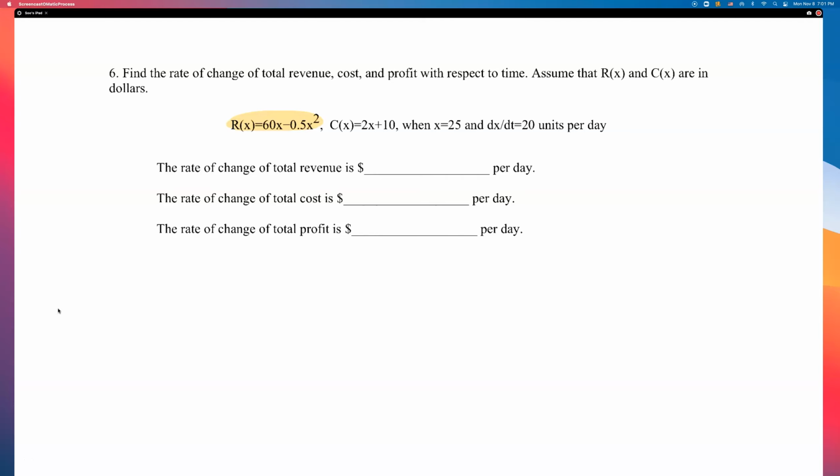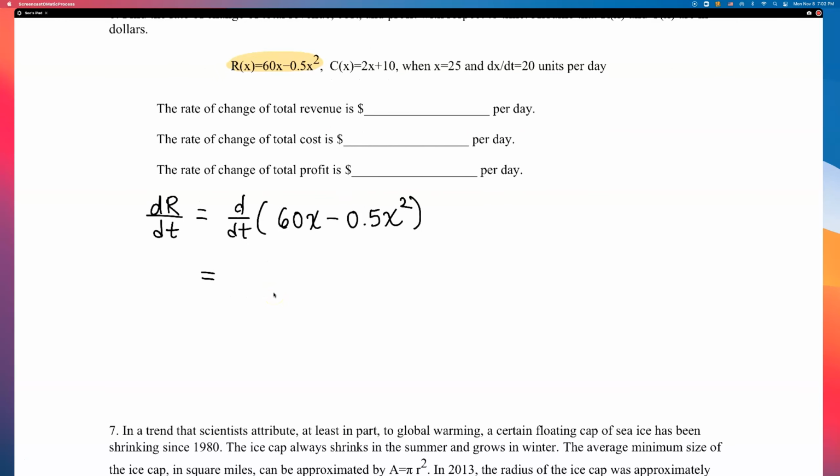I'll take the derivative of both sides with respect to t. So what's that going to be? dR/dt is equal to the derivative of 60x minus 0.5x squared, but the variable of differentiation this time is t, not x. So this is not going to be just 60 minus 1x. It's going to be 60 times dx/dt minus 1x times dx/dt, using implicit differentiation.